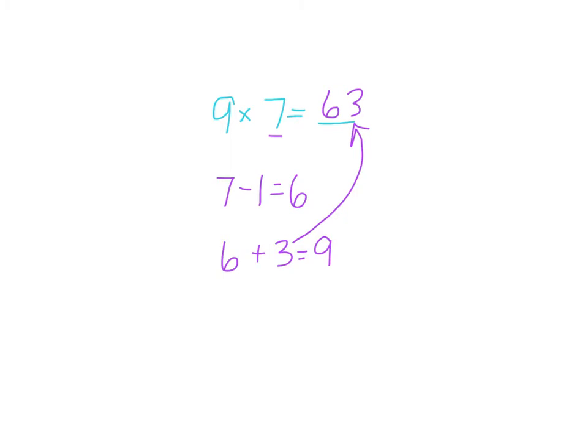So the first thing I did was I took the 7, subtract 1, that gave me 6. That number goes in the tens place. Then I took the 6 and thought about what number can I add to 6 to equal 9. That number's 3. So 3 goes into the ones place because we know that whatever's in the tens place added to the ones place has to equal 9. 6 plus 3 equals 9.